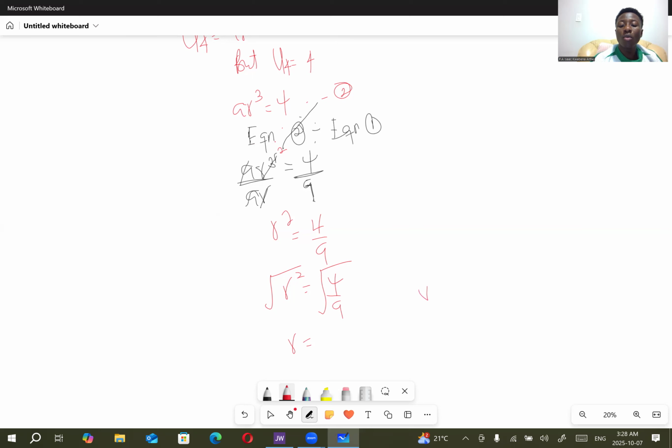Now, when you have the square root on a fraction, the square root affects the 4, it affects what? The 9. So that will be square root of 4, which is what? 2. Square root of 9 is what? 3. Oh, you can put this on the calculator. You don't need to bother your head.